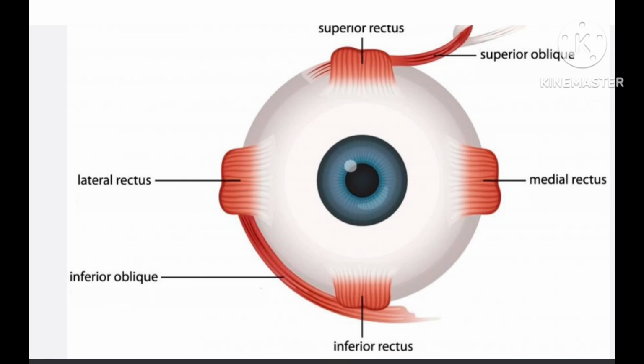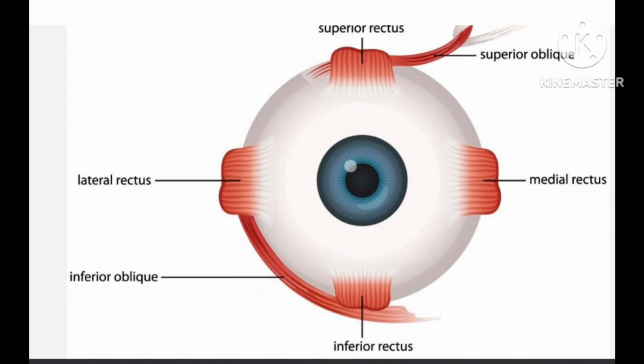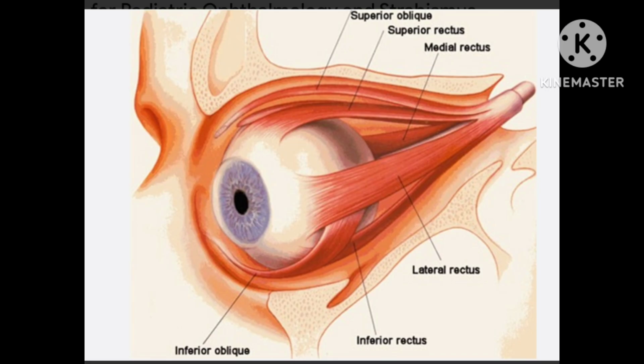And we have 2 horizontal muscles. Those muscles are attached to the right and left side of the eyeball. They are called lateral rectus and medial rectus. Medial means always towards the midline. Lateral means away from the midline. So medial rectus is attached towards the side of the eyeball that is facing the midline of the body, and lateral rectus will be attached to the outer aspect of the eyeball.